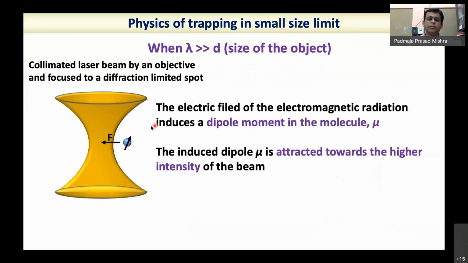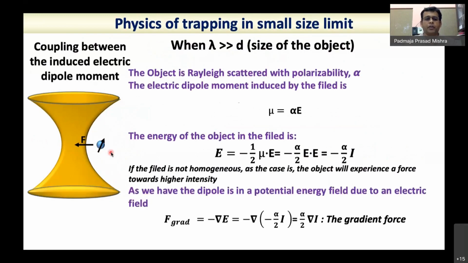We can consider the electric field that will induce a dipole on the object, which is called the induced dipole. We can call it mu. Because of this induced dipole, the object will be attracted towards the higher intensity electric field. Because the intensity is more here, the object will be attracted towards the more intense beam. This can be explained considering the coupling of the induced electric dipole moment.